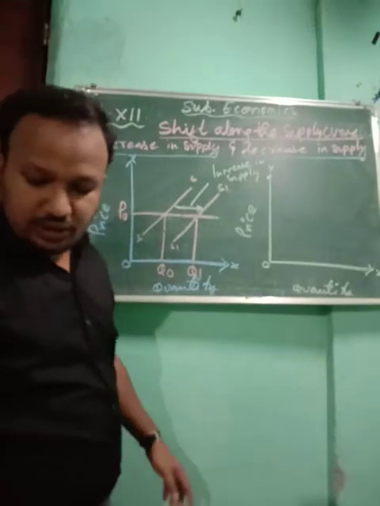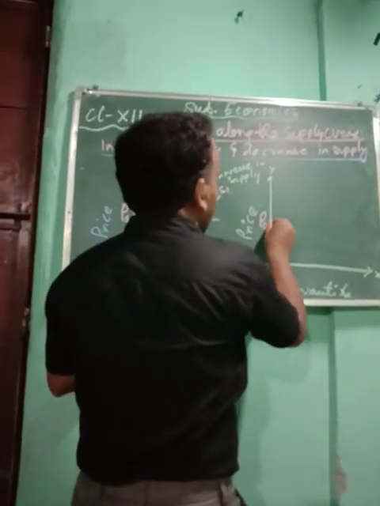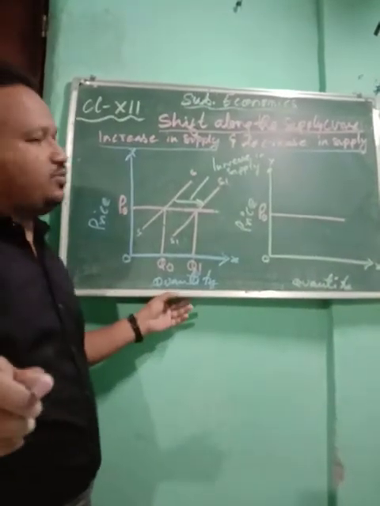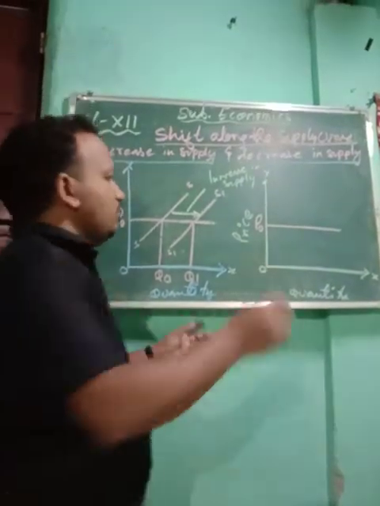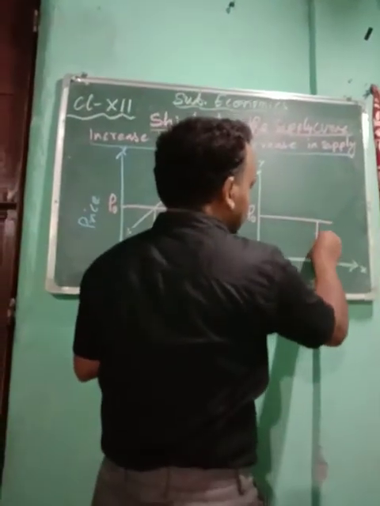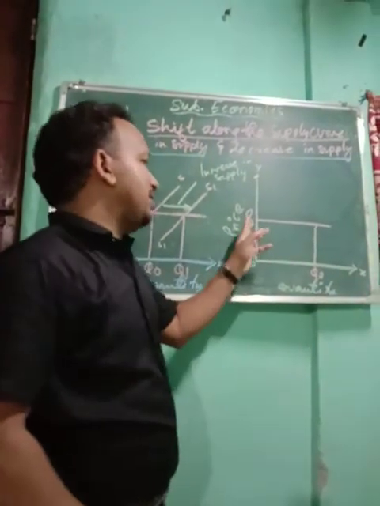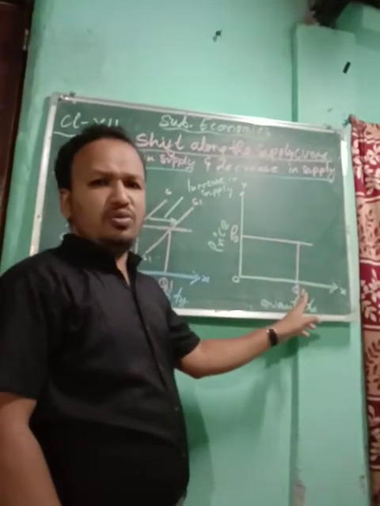Okay, so you see here also you are going to take one price only, because price always in a shift will remain constant. So here we are going to show decrease in supply. Okay, so you see first here the quantity supply was more. We are assuming that at a P0 the quantity supply was more.